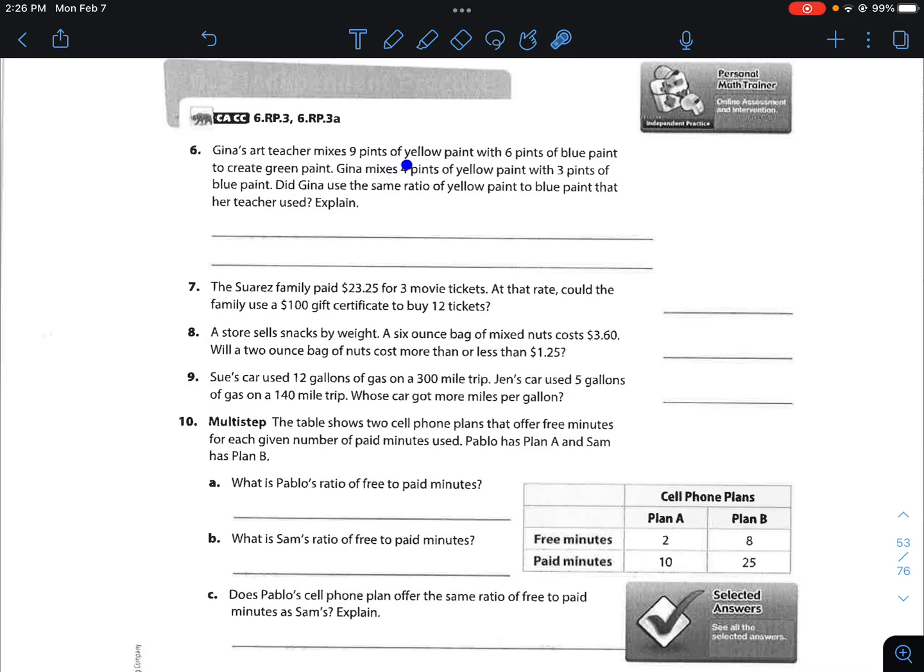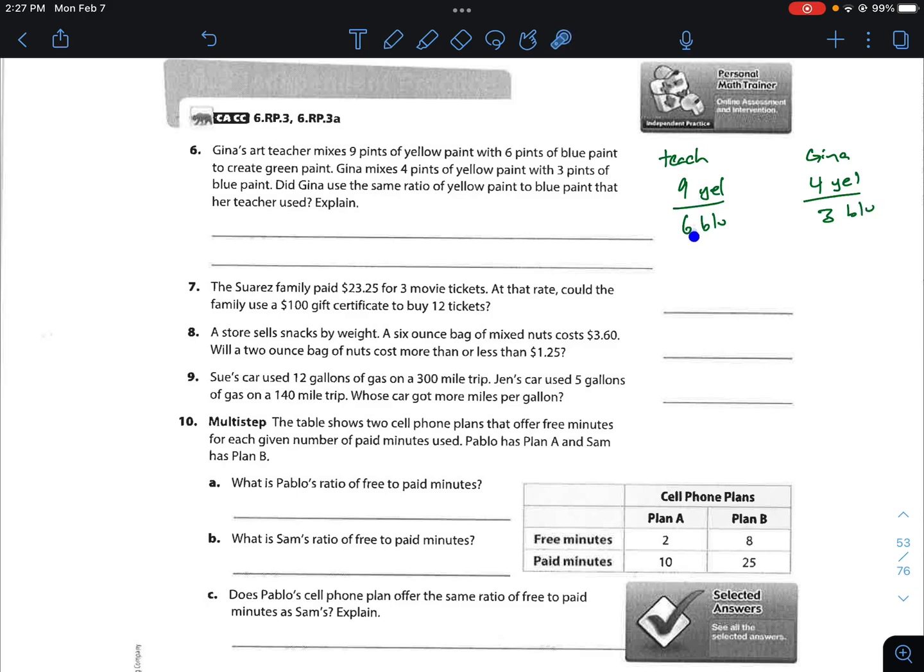Gina's art teacher mixed 9 pints of yellow paint with 6 pints of blue paint to create green paint, and Gina decides to mix 4 pints of yellow with 3 pints of blue paint. Did Gina use the same ratio of yellow to blue paint that her teacher used? So what you do is you write your 2 ratios. The teacher used 9 pints of yellow for 6 pints of blue, and then Gina used 4 pints of yellow to 3 pints of blue.